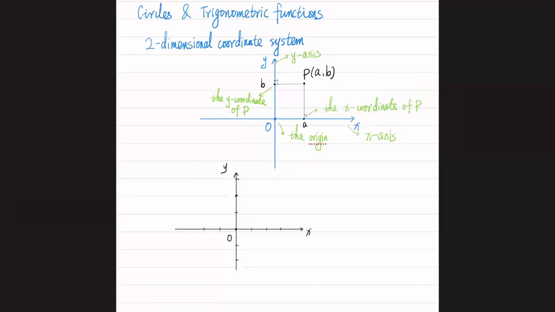Okay, let's label this. I'm going to mark a few points and ask you what the coordinates are. Draw some lines.